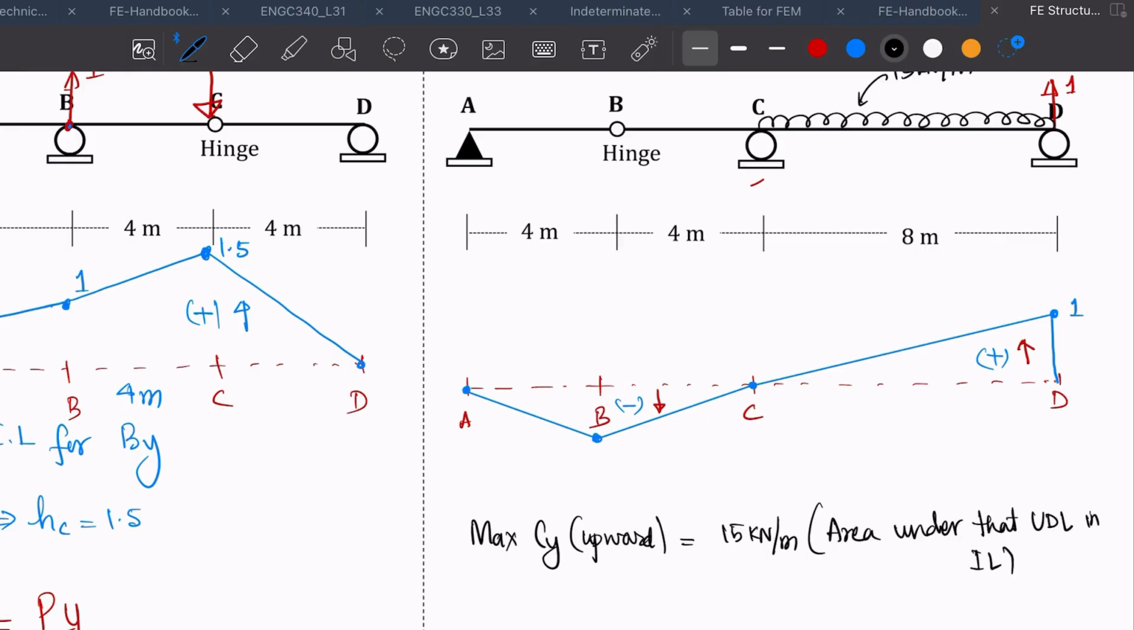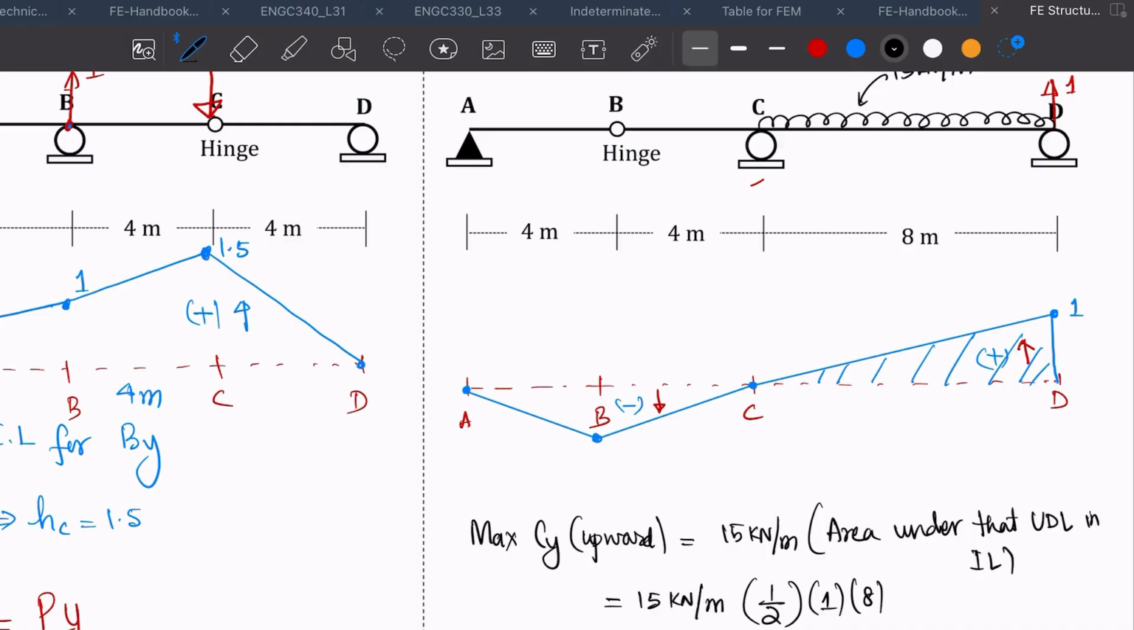Okay, so now we are only interested in finding this area, and this is the area of a triangle. So we can find that this will be equal to 15 kilonewton per meter, and area will be half base into height. Okay, so that will give you 60 kilonewton. And because I maintain the unit consistent, kilonewton and meter, I know that my upward reaction will be a force, in kilonewton.